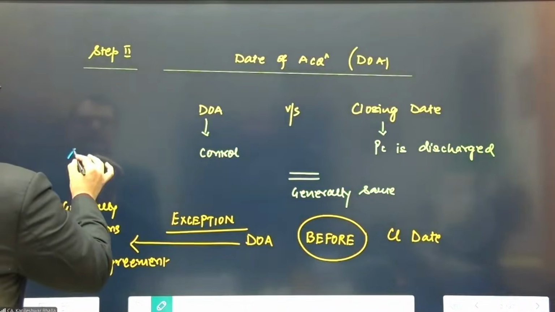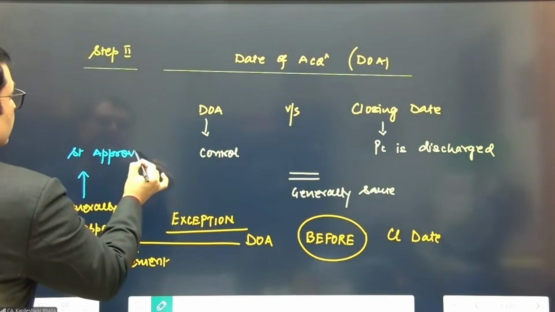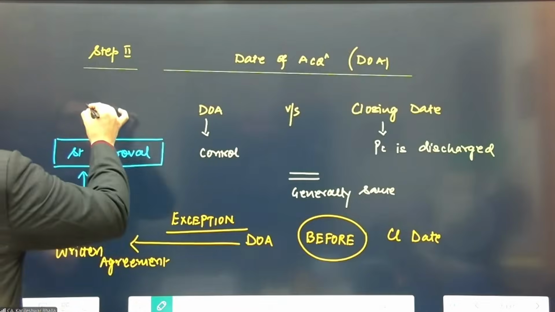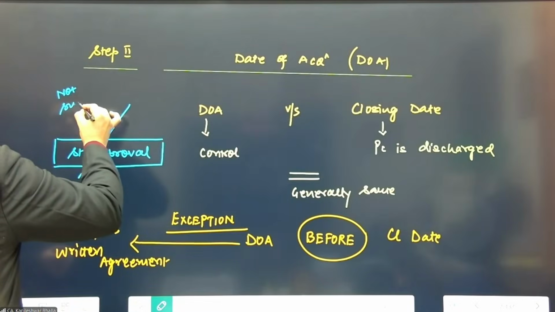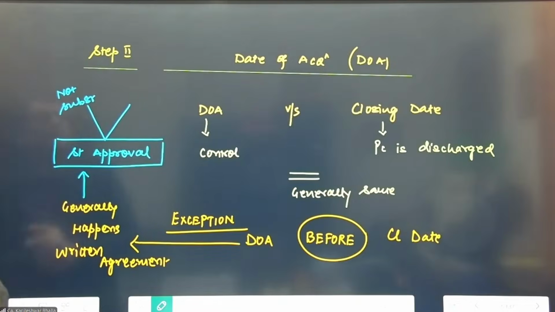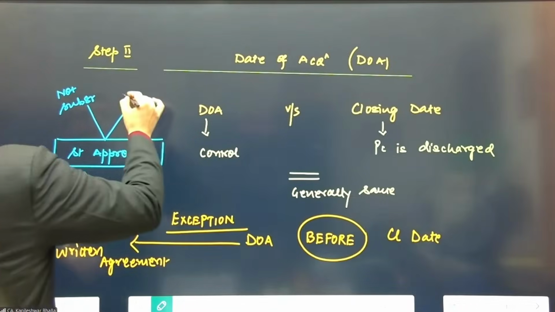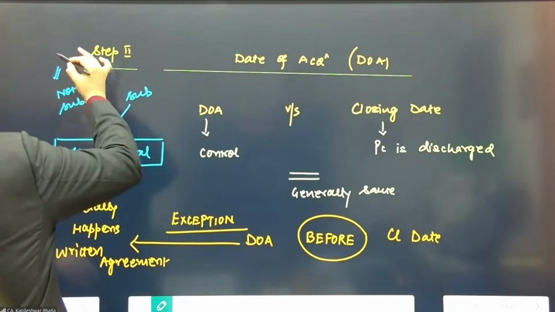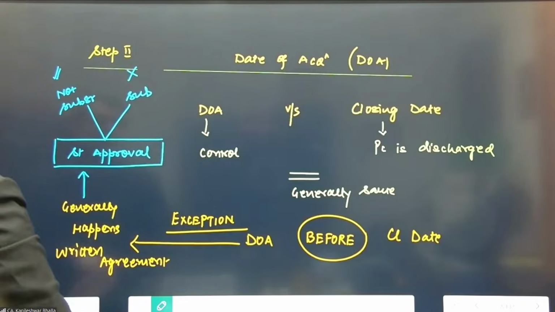So in this case, if it is subject to approval, you need to decide whether the control can pass on or not. If the subject to approval is something which is not substantive in nature, then it is possible that the date of acquisition proceeds. But if it is substantive, then it is not possible. So here the date of acquisition can precede the closing date, but in this case it cannot.